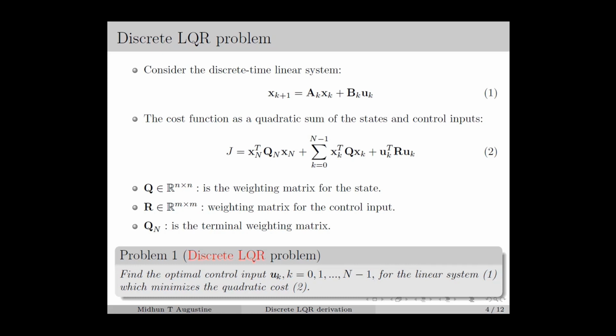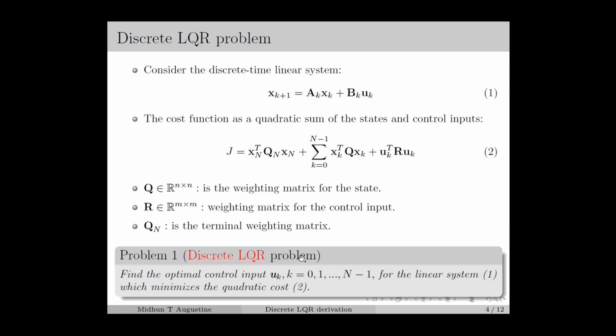In the discrete LQR problem, we consider the discrete time linear time varying system as given in equation number 1. If the system is time invariant, then A_k is equal to A and B_k is equal to B. The cost function is chosen as a quadratic sum of the states and control inputs as given in equation number 2, in which Q_n is the terminal weighting matrix and Q and R are the weighting matrices for the state and control input.